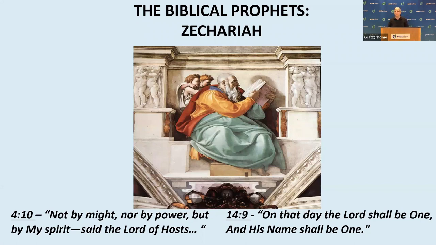It's probably not accidental that he chose to put the face of Julius II in this image of Zechariah, maybe to give a warning to the Pope that power is not what God wants, but devotion.